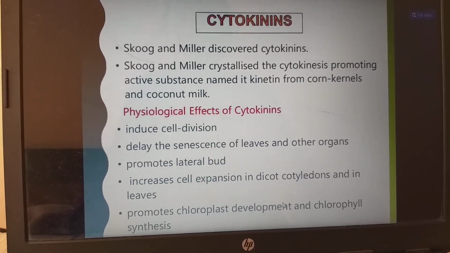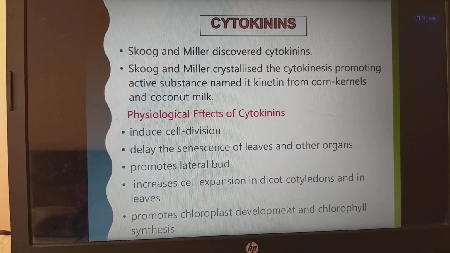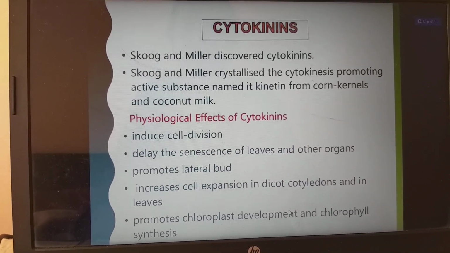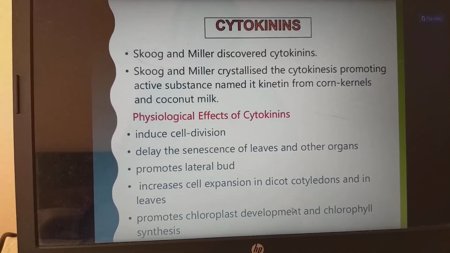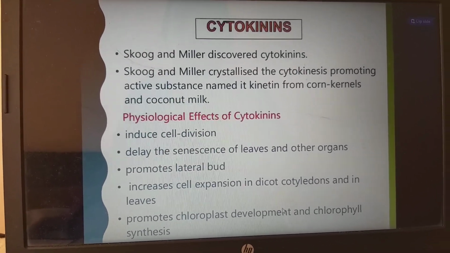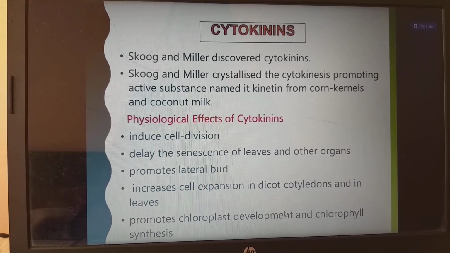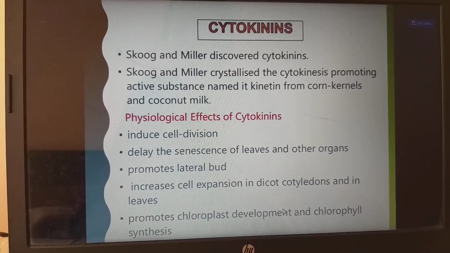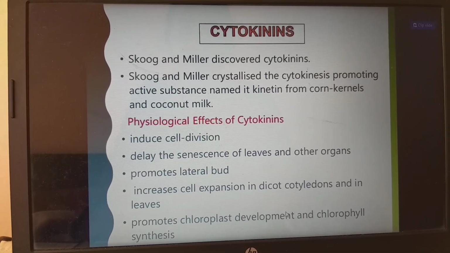Cytokinins. Skoog and Miller discovered the cytokinins. Skoog and Miller crystallized the cell division promoting active substance and named it kinetin, from corn kernels and coconut milk. Because of that, they named it cytokinins. Cyto means cell, and kinins came from the name of the corn kernels. The physiological effects of cytokinins are to induce cell division, delay the senescence of leaves, meaning old age of the leaf and other organs, promote lateral buds, increase cell expansion in dicotyledon leaves, and promote chloroplast development and chlorophyll synthesis.